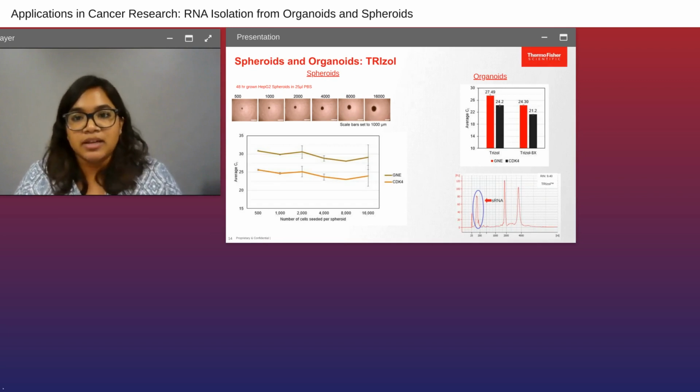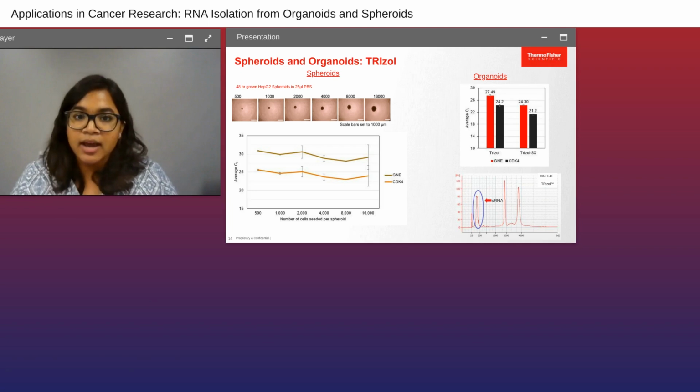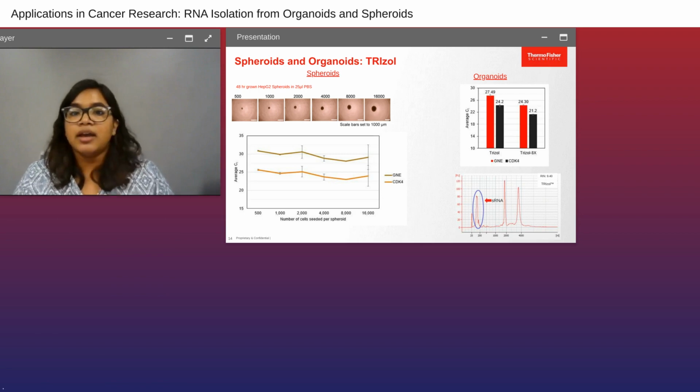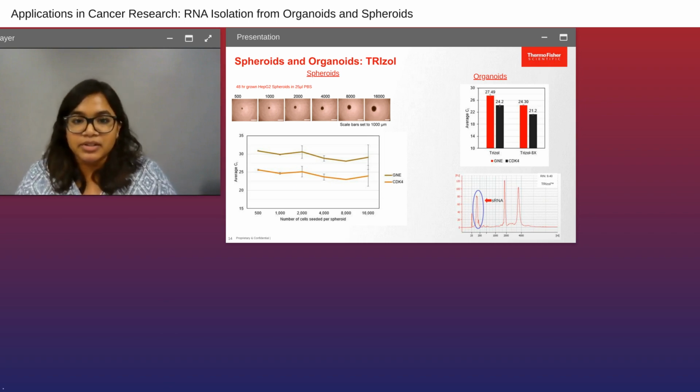All right, let's look at some data concerning spheroids and organoids when extracted with the Trizol kit. So these spheroids that you're seeing on the top left in the picture were grown for 48 hours. They're HepG2 spheroids, and after 2 washes with PBS, once the media was removed, 25 microliters of PBS was left prior to extraction. When you look at the chart on the bottom, there's average CTs on the y-axis and the number of seeded cells per spheroid on the x-axis.